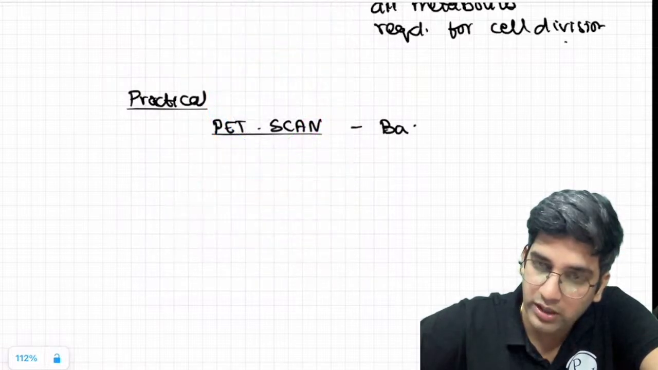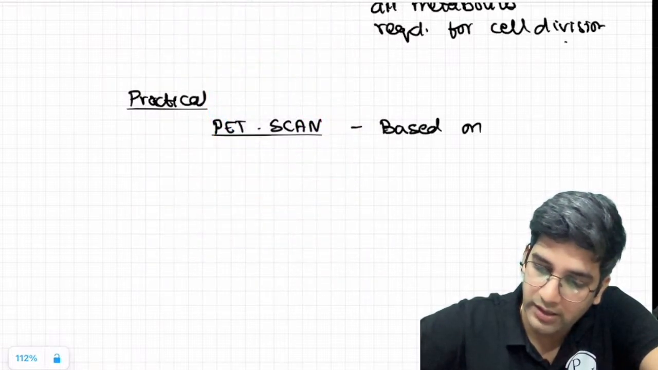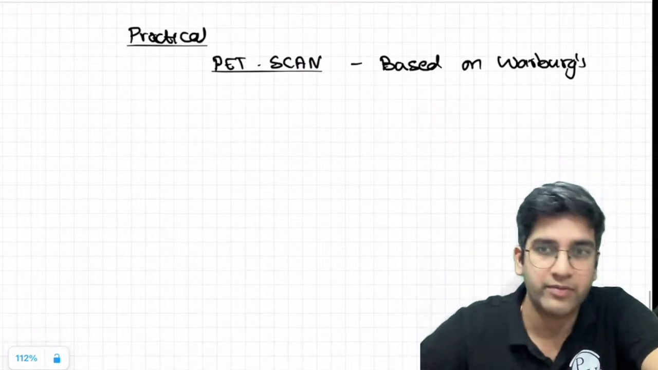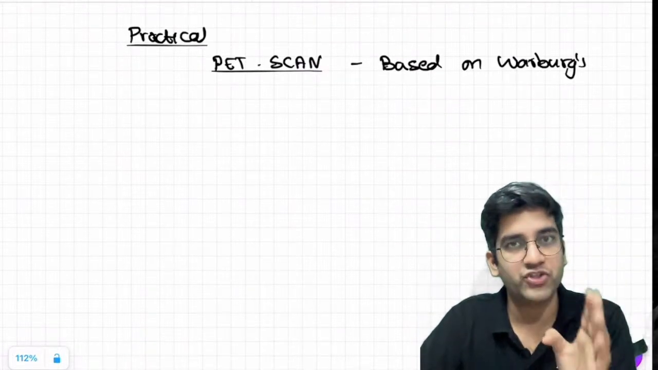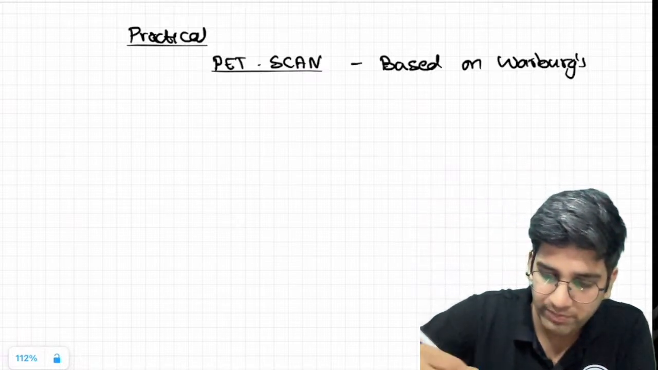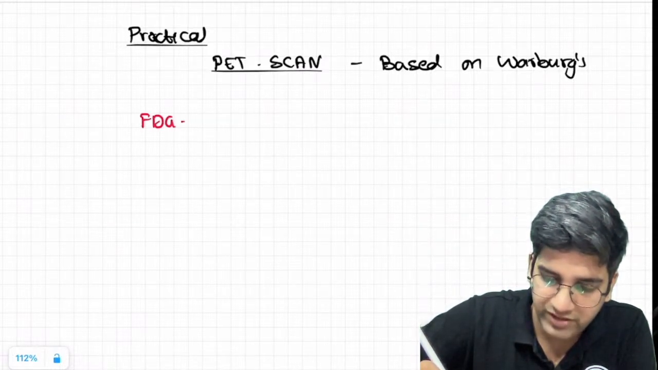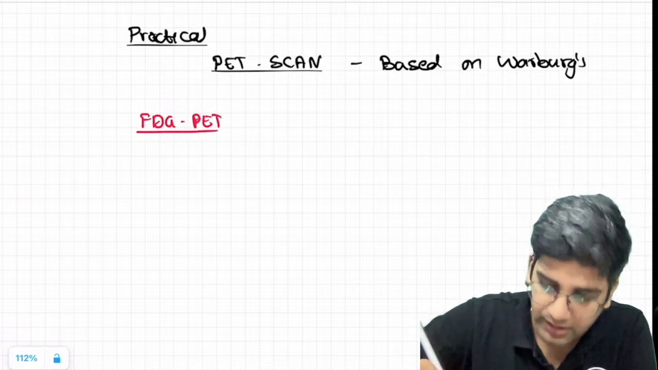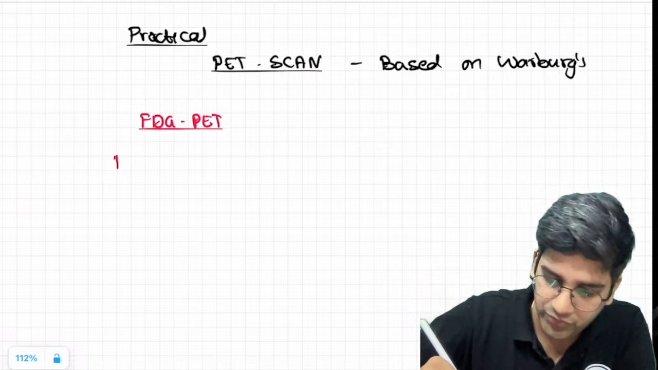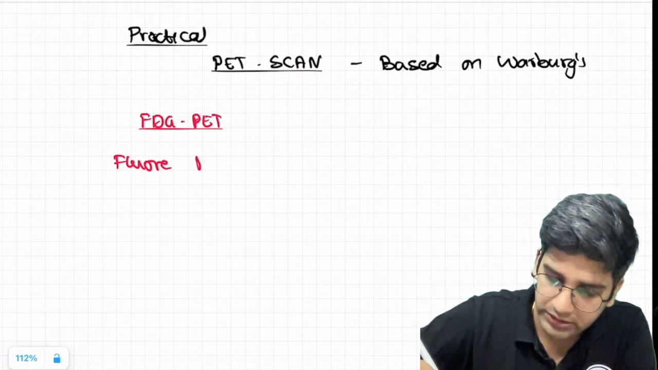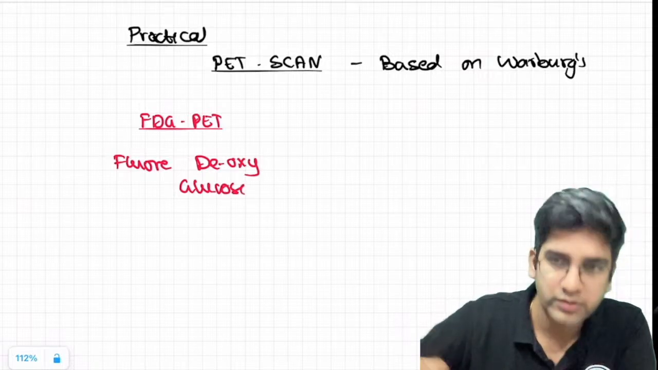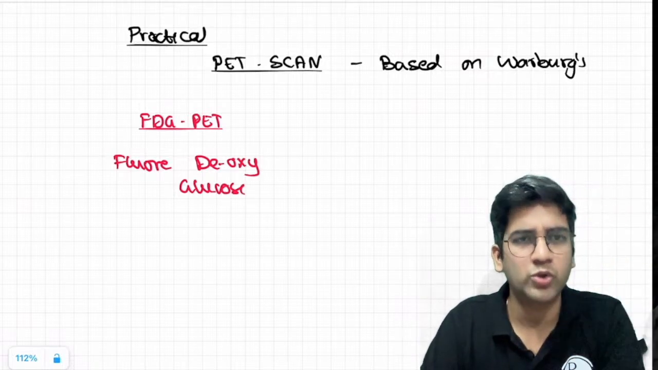We'll see how a PET scan is done and how Warburg's knowledge will help us understand this PET scan, right? So PET scan is positron emission tomography. It's like a CT scan, let's assume. The full name for PET is FDG PET. Fluorodeoxyglucose PET. That's what FDG PET stands for. It's a modified or labeled glucose, that's all, right?